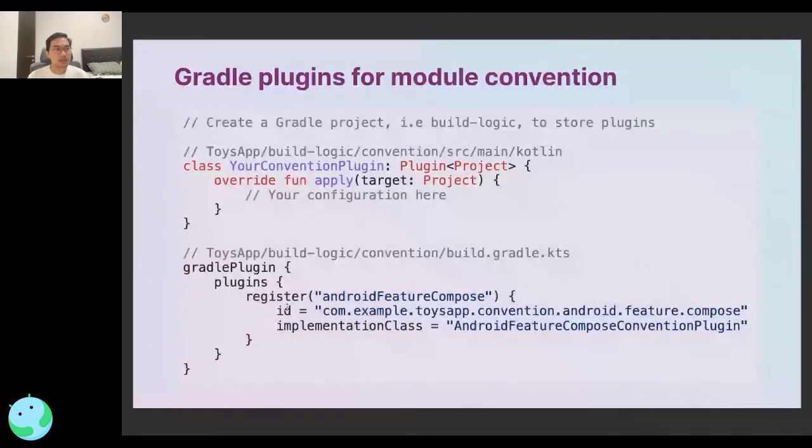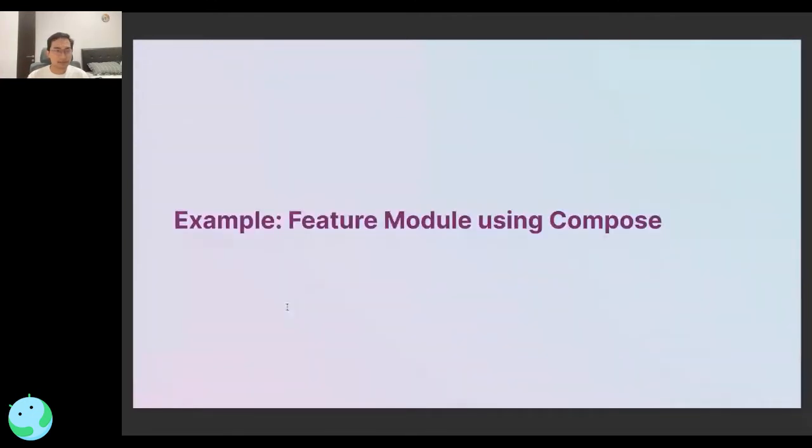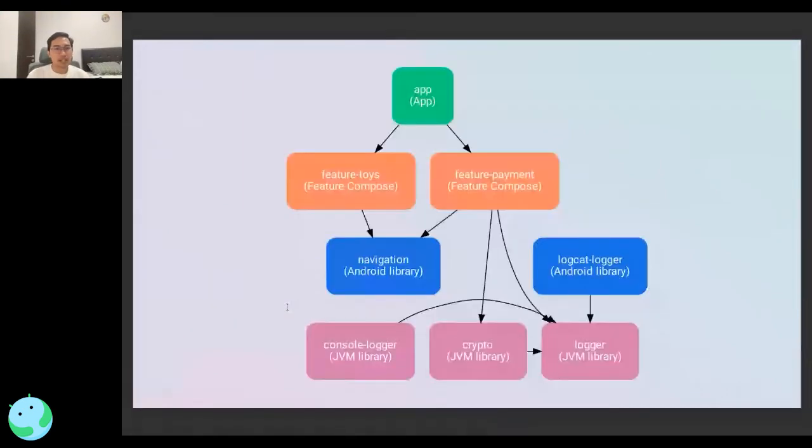Let's use feature module in the Toys app as an example. In the Toys app, the module is using Compose. Currently, there are only 2 feature modules. If you want to add a new feature module, we can configure it faster with convention plugin. Right? Let's say we have the third. There are other module types as well, like Android library and JVM library. But in this example, I'm just going to demonstrate the creation of convention plugin for feature module.